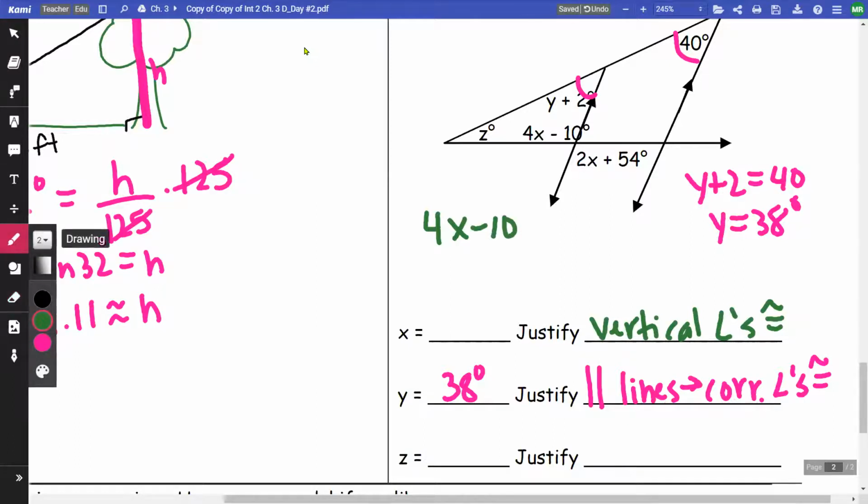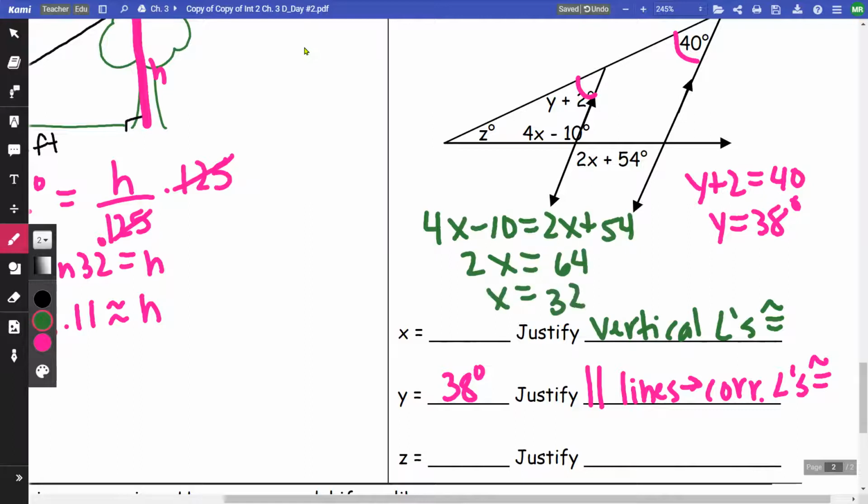so 4x minus 10 is equal to 2x plus 54. So I'm going to get 2x is equal to 64. So x is equal to 32. So I get 32 degrees.